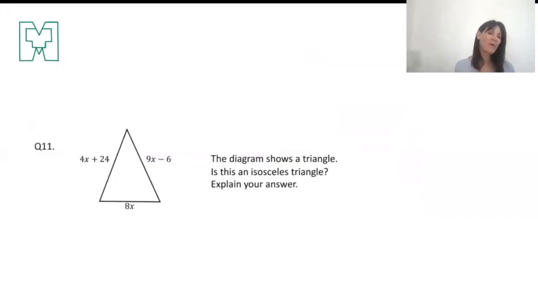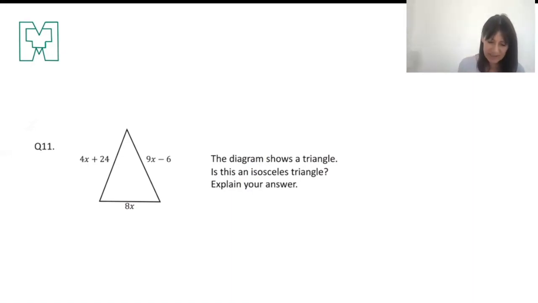Here is your next question. Think about what they're telling you. How can I use my knowledge? Go for it and press play when you're ready. So the diagram shows a triangle. Is this an isosceles triangle? And you need to explain your answer. So you've really got to justify whether you're going to say yes or whether you're going to say no.